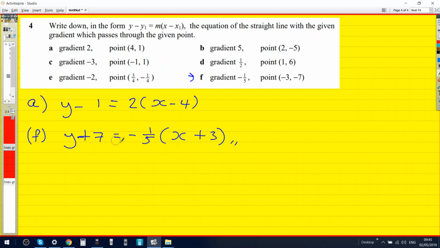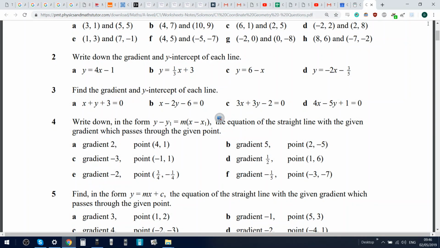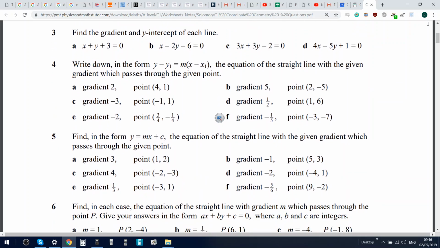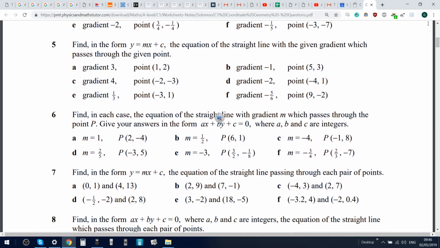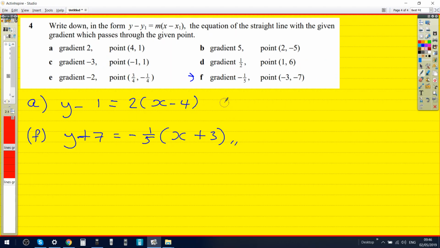That's an equation because it's got an equal sign. It's got m, it's got x, and it's got y, and so that's the equation of a line. If they want you to rewrite it, you can. So here you can see question 5, they wanted it as y equals mx plus c. So okay, let's change the first one, a, into y equals mx plus c.